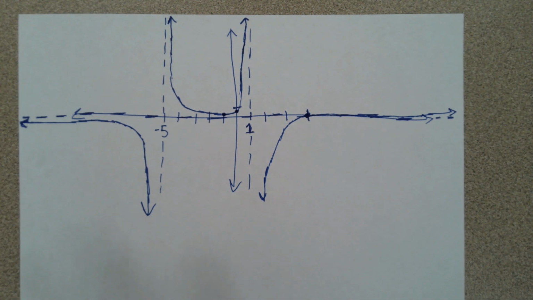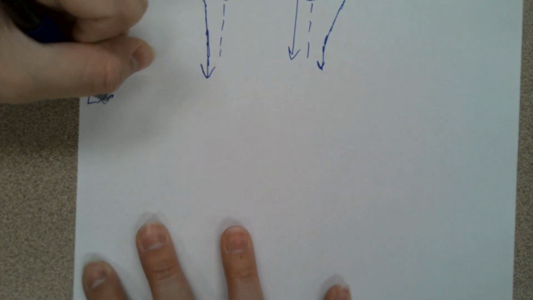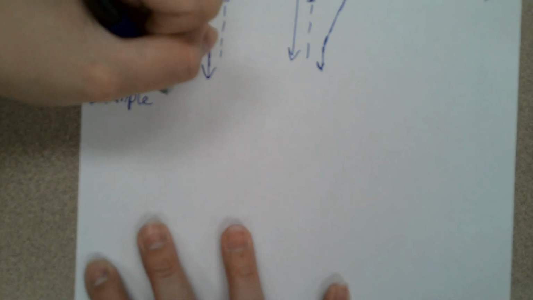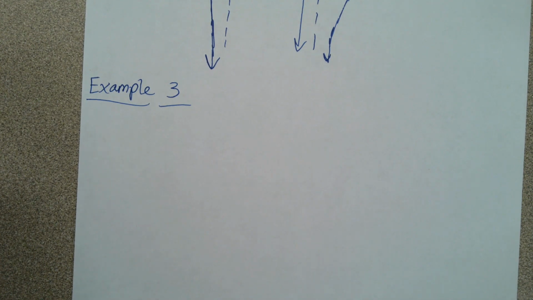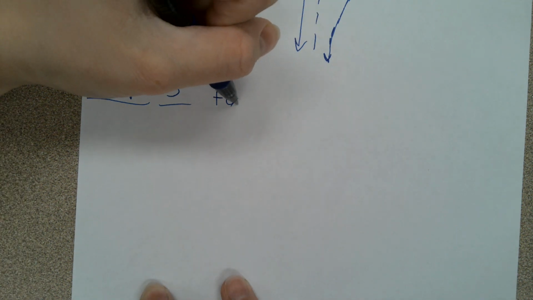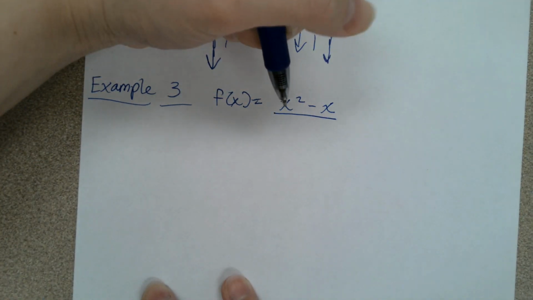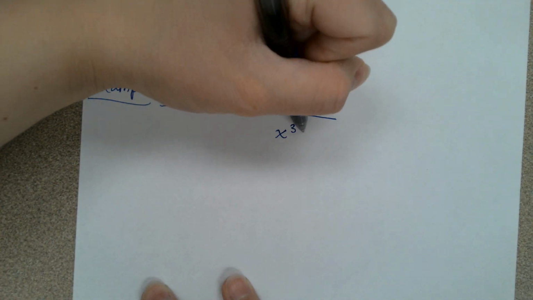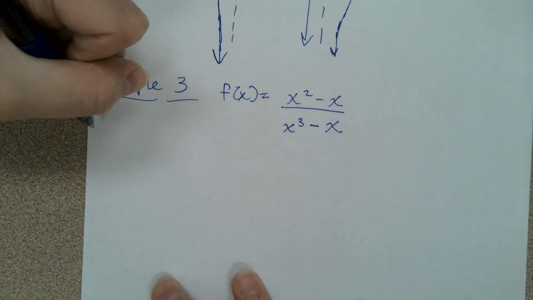2 more examples. Example 3. Our equation is f of x equals x squared minus x over x cubed minus x. So first thing we want to do is factor.